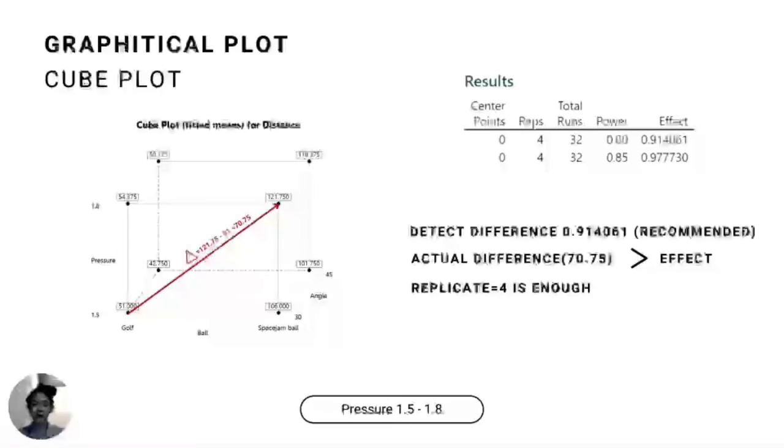Our sample size detects a difference of 0.914061. The recommended extra difference equal to 70.75 is more than the effect, so we conclude that replicate equal to 4 is enough.